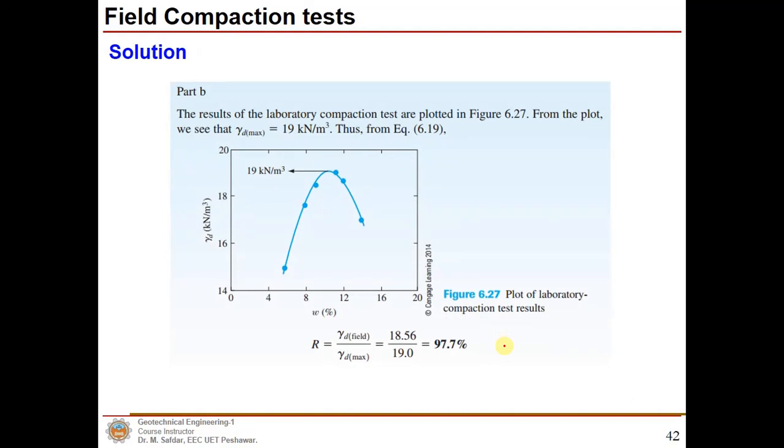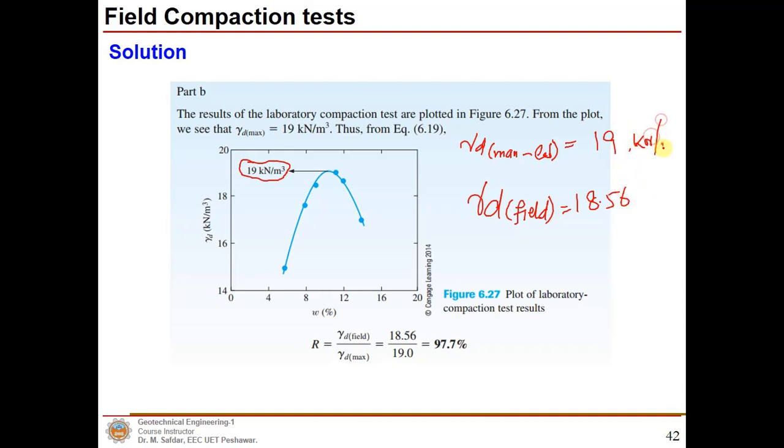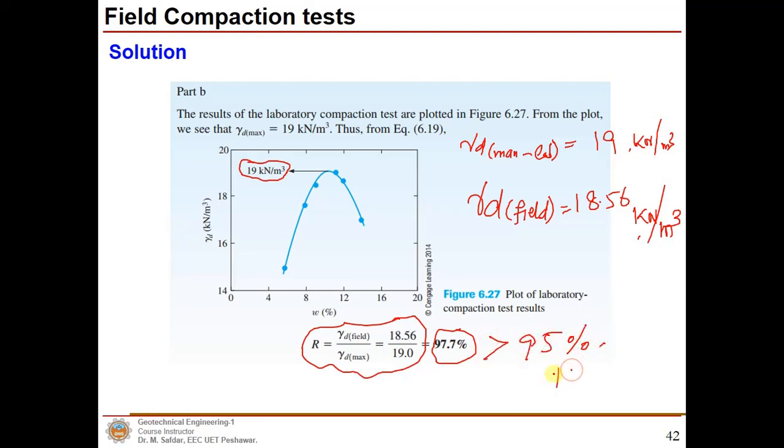The results of the lab compaction test are plotted. Find out the gamma D max in the lab, which will be equal to 19, and gamma D in the field is 18.56 kilonewton per cubic meter. And if you compare these two unit weights, you clearly see that 97.7% is greater than 95%. Hence, the compaction is okay for that particular layer.